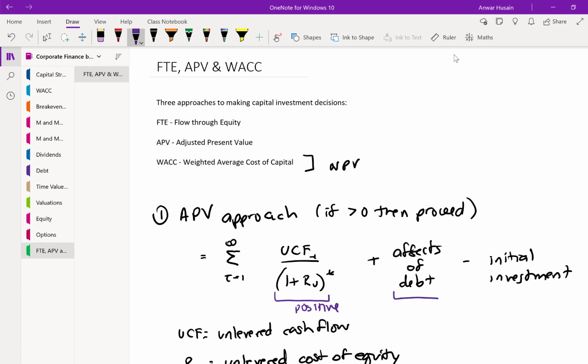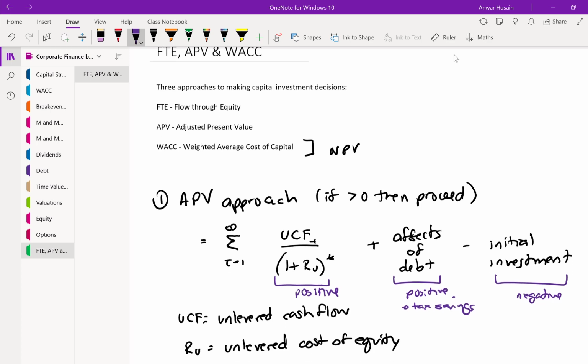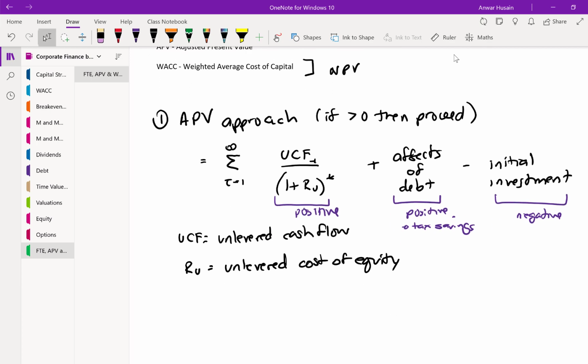The effects of debt is also positive. That is, generally speaking, going to be the tax savings, because your interest is tax deductible. And then the initial investment is going to be negative, because that's going to be a cash outflow. So if you add those all together, and if you end up with a positive number, just like NPV, then you'd go ahead and you proceed with the investment.